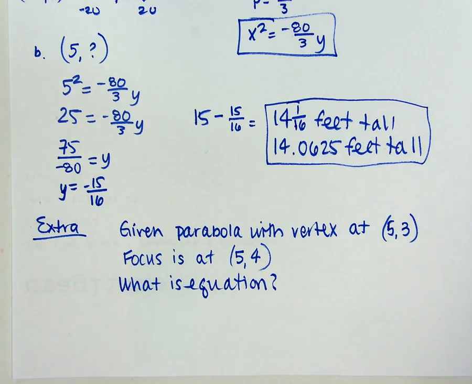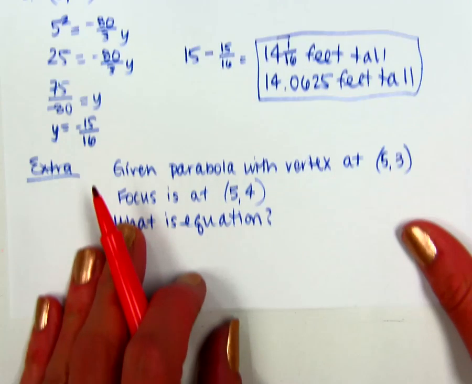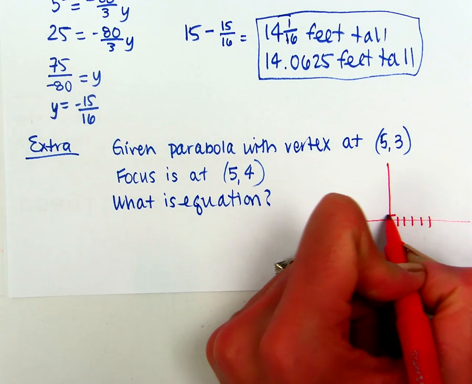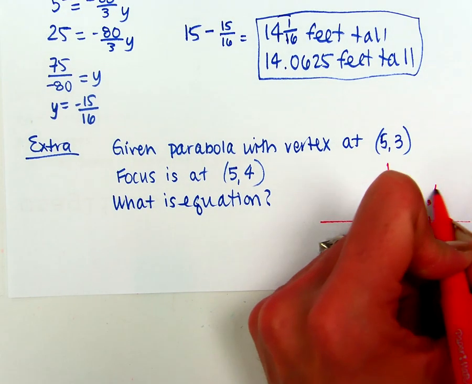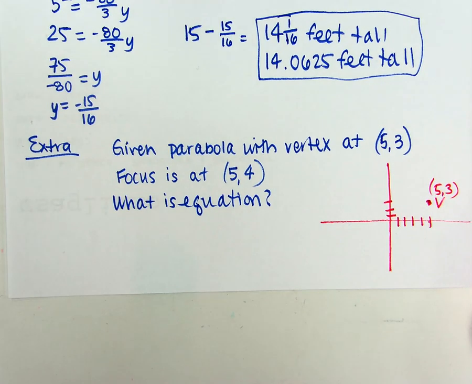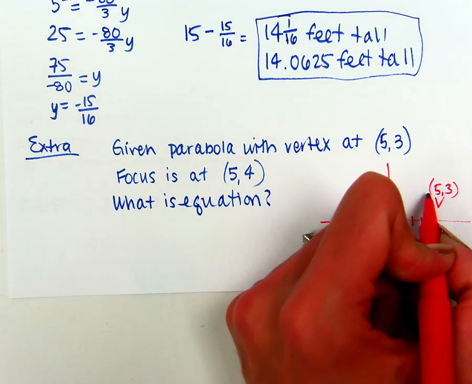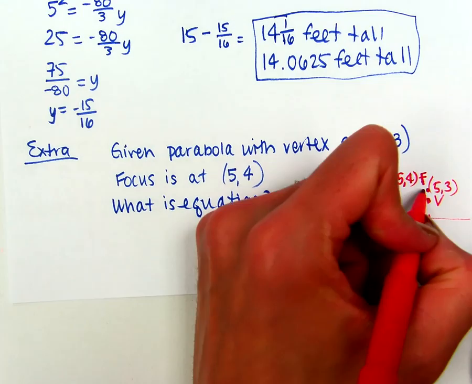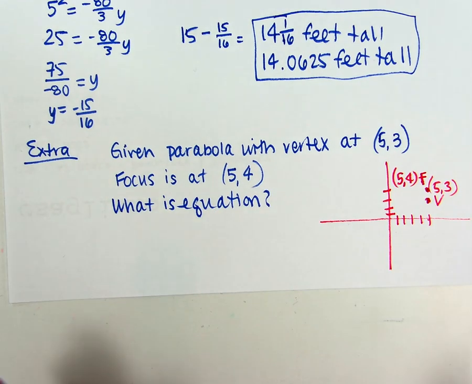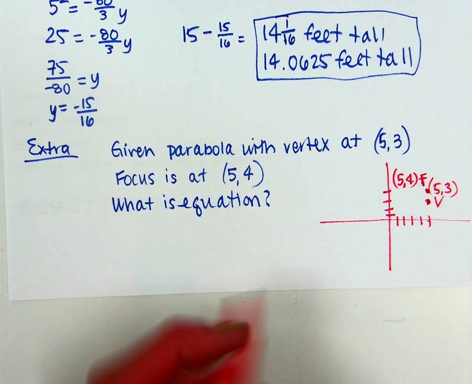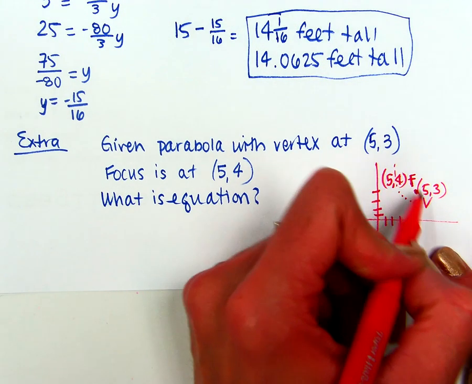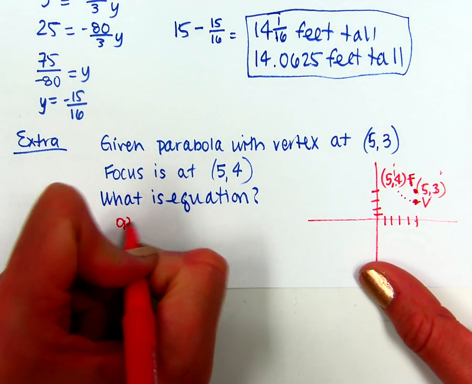Okay, so I think it might help to draw out a diagram for this one. And one of the most important things to figure out is what direction does it open. So 5, 3 would be my vertex. I'll put a V for vertex. My focus is at 5, 4. So what does this tell me? Well, since my focus always has to be within my parabola, it must go like this, right? So it must open upward. I'll just draw a dotted line for now. Okay, so I know that it opens up.